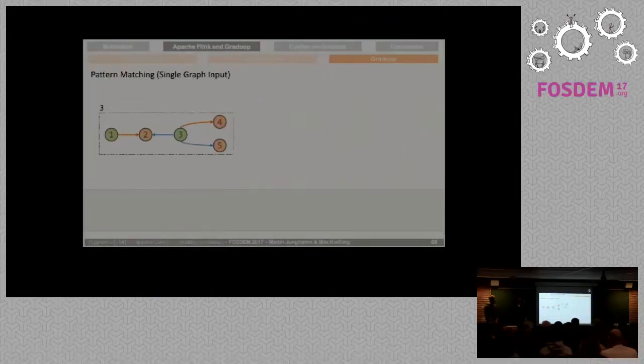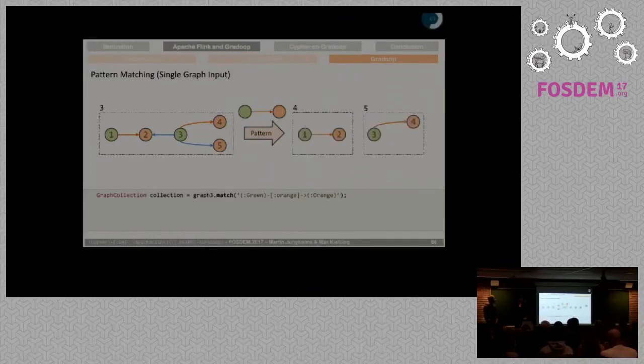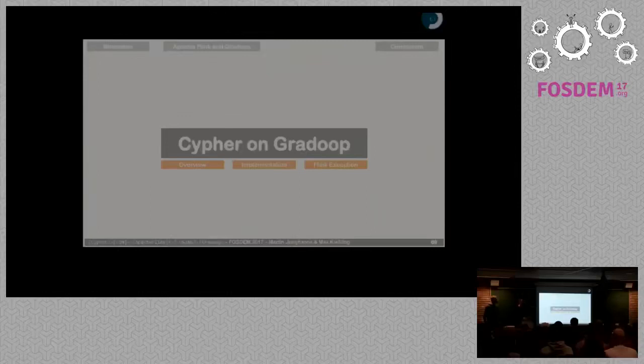And what it also gives you is pattern matching. So you have again a logical graph as input. Then you define a pattern. So for example, we are looking for subgraphs that start from a green vertex with an orange edge to an orange vertex. And then you have just a graph here. You say match. You define a Cypher pattern. It's just green, orange, orange. And then the result is a graph collection in that case, which contains all the subgraphs that match this pattern. And the subgraphs are, of course, subgraphs of this input graph. So this is from a high-level point of view how Gradoop works.